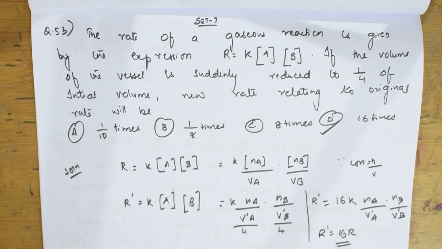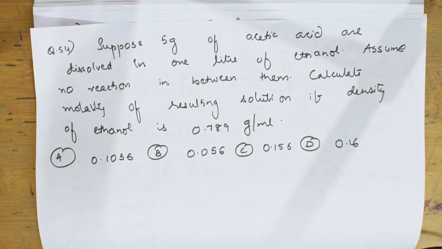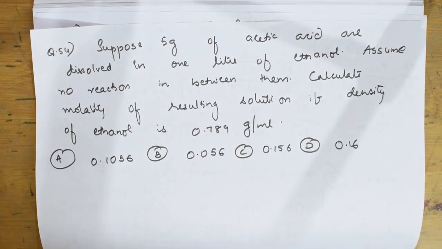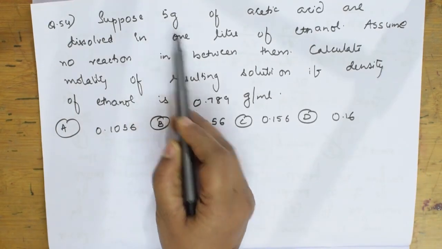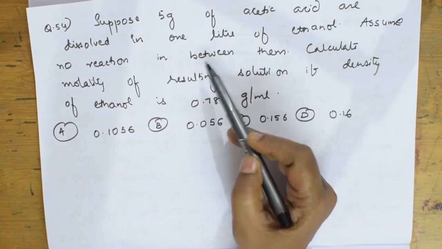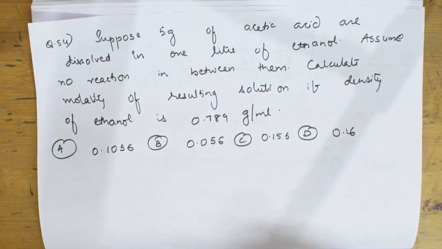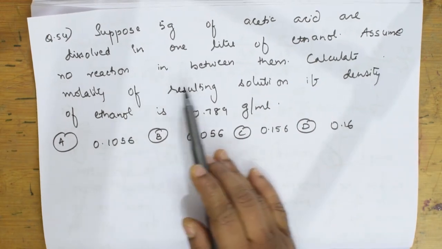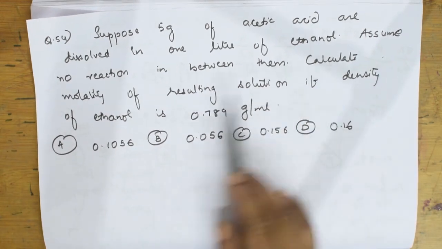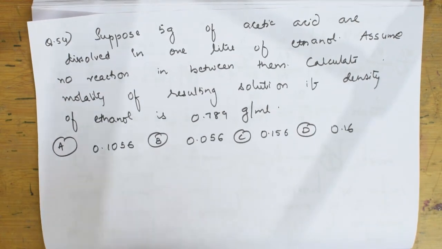Right. Let's come back and do the next question. After the chemical kinetics numerical, there's one more numerical, I think from the solution chapter. Let's do this question and solve it. What do they give us? Suppose 5 grams of acetic acid are dissolved in 1 liter of ethanol. So 5 grams of acetic acid is dissolved in 1 liter, that is 1000 ml. Then assume no reaction between them. Calculate the molality of the resulting solution if the density of ethanol is given.